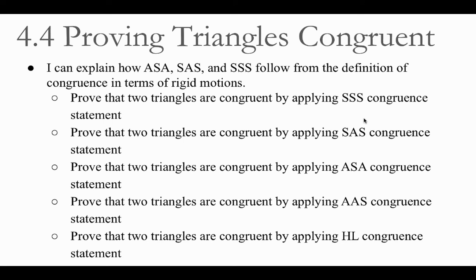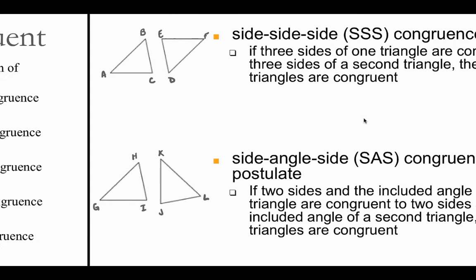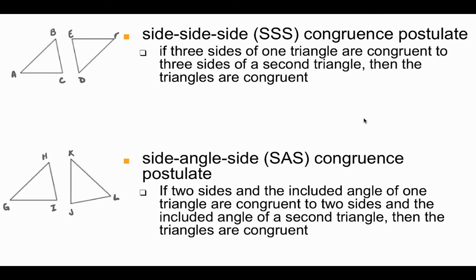So this is our introductory lesson into section 4.4, proving triangles congruent. We're going to look at 5 different ways to prove triangles congruent with only 3 pieces of information. The first way we can prove triangles congruent with 3 pieces of information is side, side, side congruence.